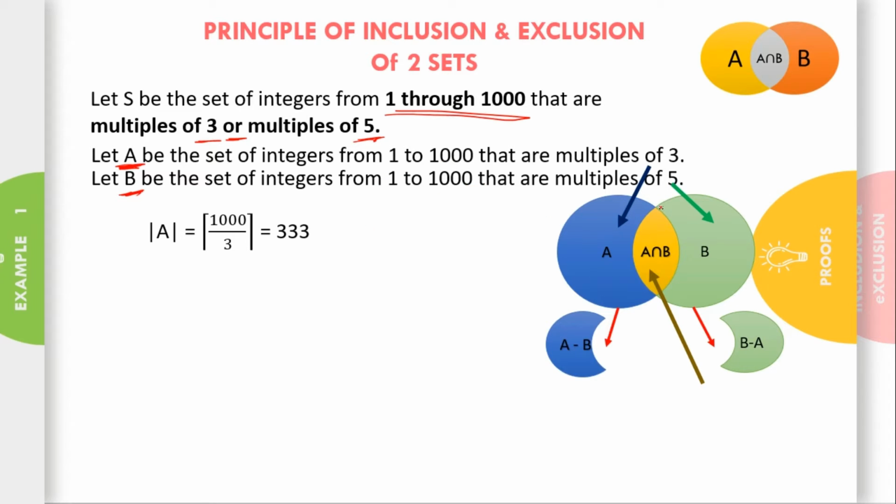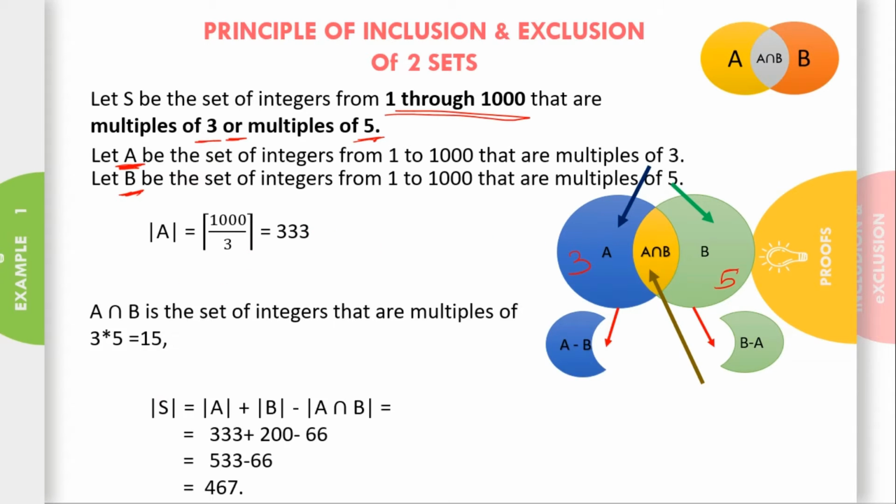So this is the blue portion which is a multiple of 3, and this is the green portion which is a multiple of 5. We can find these numbers by using the integer part of 1000 divided by 3, and its integer part will be 333. So that many numbers are divisible by 3.